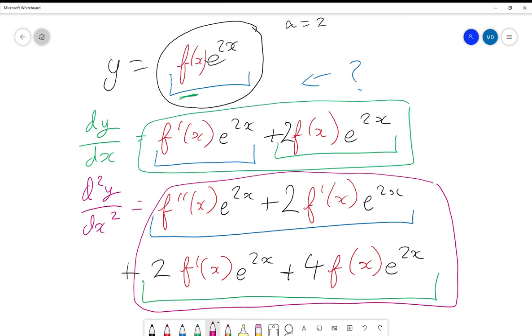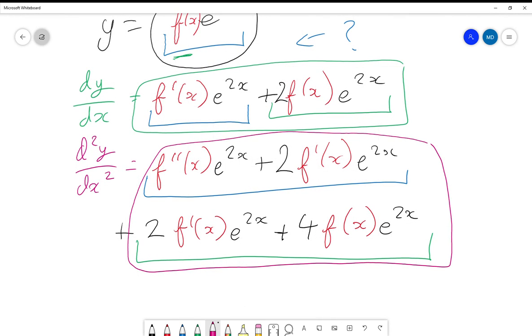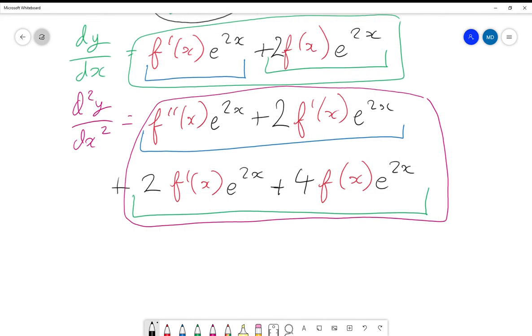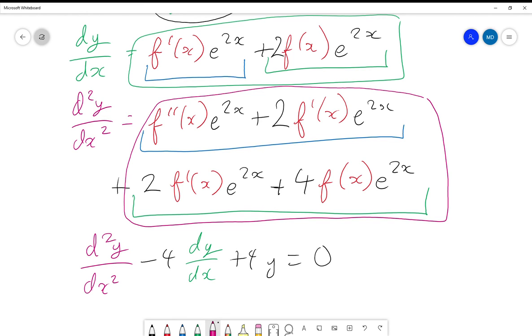And these are the three different parts that we need to plug in to try and find a solution. We know y is this, dy by dx and d2y by dx squared. We have all of those. And then let's go back to remember what the original equation was. It was d2y by dx squared minus 4 lots of dy by dx plus 4y equals 0. Now we can just plug all these in.